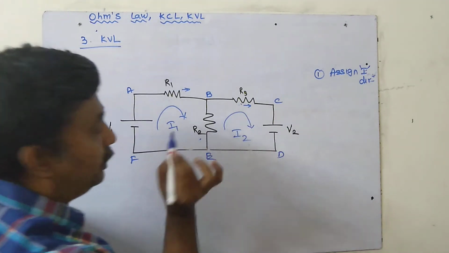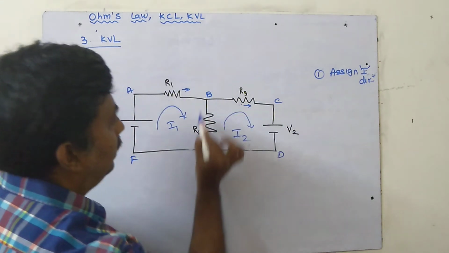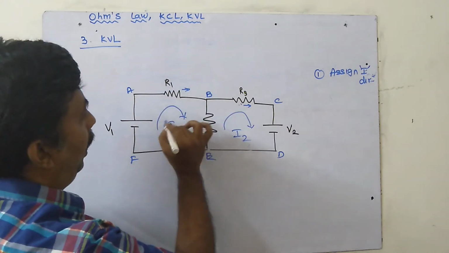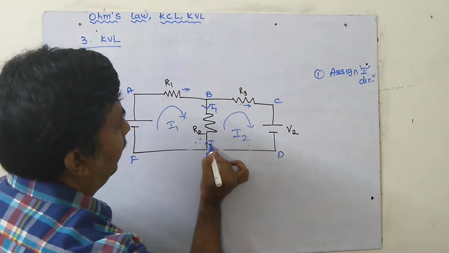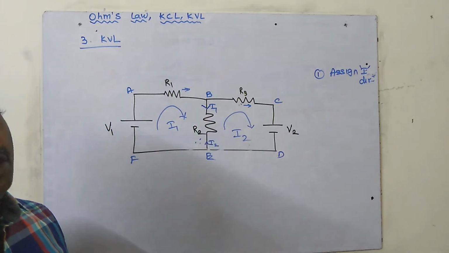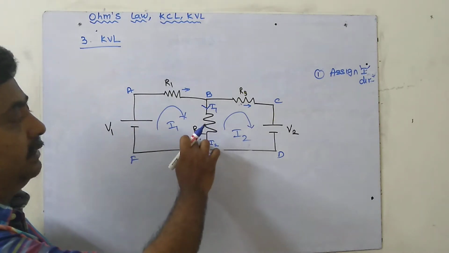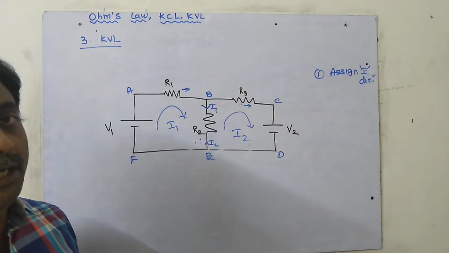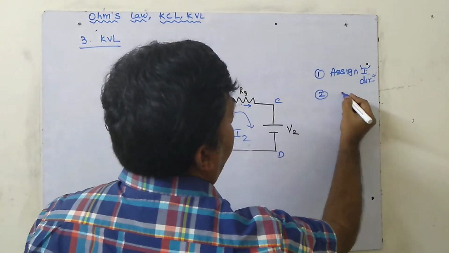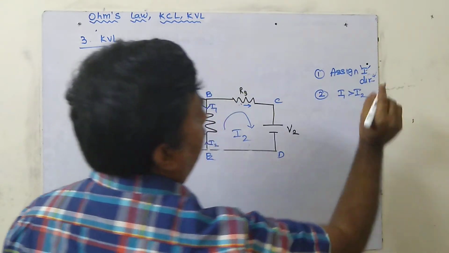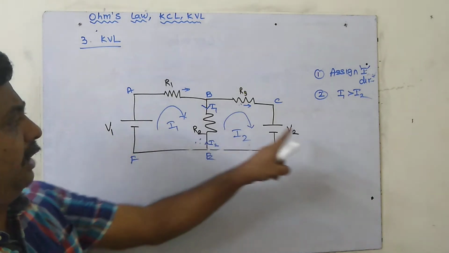What is the current flowing through R2? I1 is flowing in this direction, I2 is flowing in this direction. Both are in the same direction or opposite direction? Both the currents are flowing in opposite directions. So the total current in this resistor is I1 minus I2. Which is greater? Now we don't know which is greater. Second condition, I am assuming I1 is greater than I2. These two are assumptions. I1 is greater than I2. Suppose here it will be 10 volt, here it will be 100 volt. No issue.